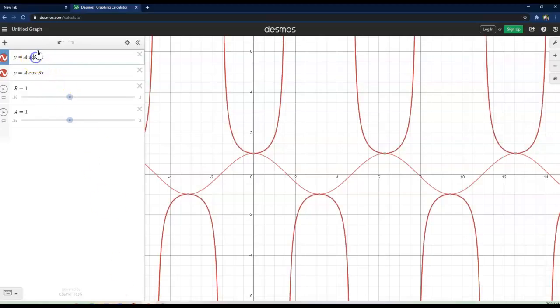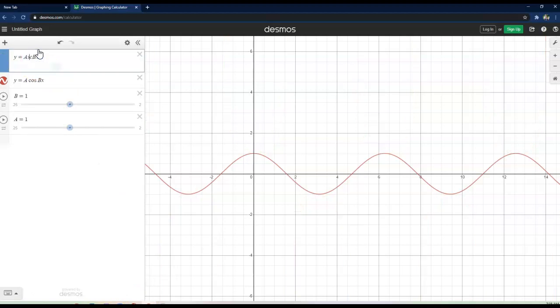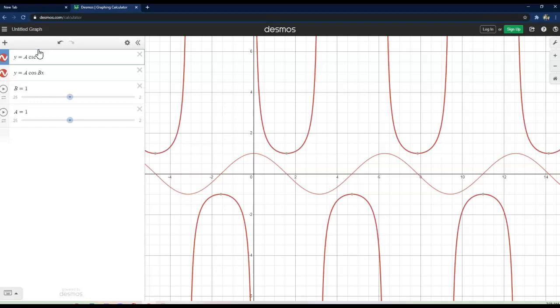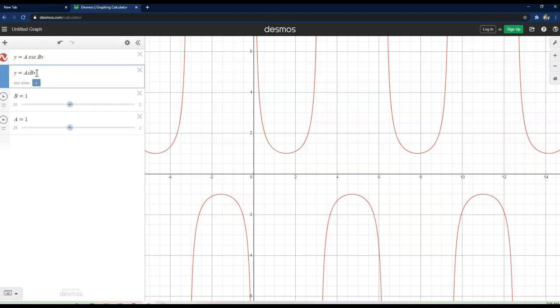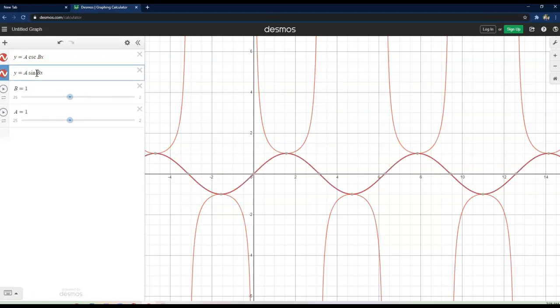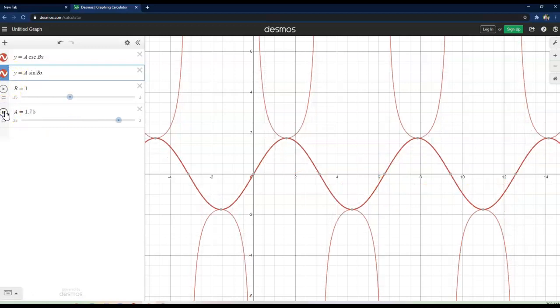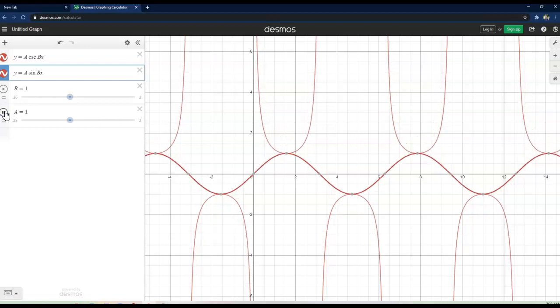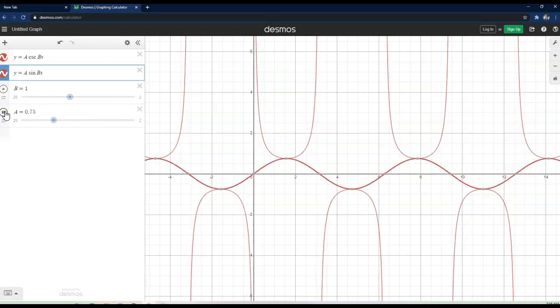And so let's go back over here and let's modify this to where we're looking at cosecant and sine. Okay, so you can see that they have that same relationship as secant and cosine. The minimum points here of the cosecant coincide with the maximum points of the sine, and vice versa down here. Okay, so if I go to stretching this or compressing it horizontally, it's going to do the exact same thing.